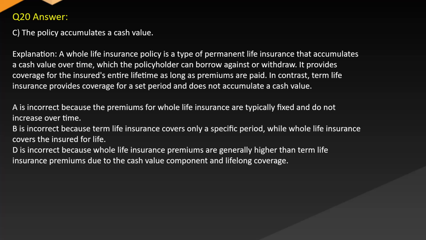A is incorrect because the premiums for whole life insurance are typically fixed and do not increase over time. B is incorrect because term life insurance covers only a specific period, while whole life insurance covers the insured for life. D is incorrect because whole life insurance premiums are generally higher than term life insurance premiums due to the cash value component and lifelong coverage.